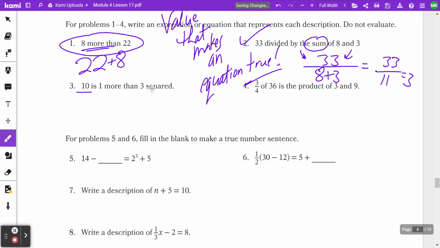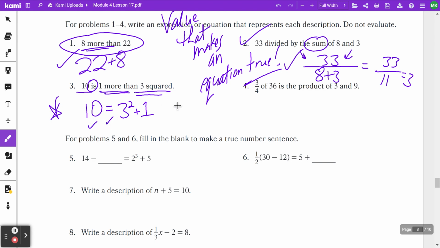10 is 1 more than 3 squared. 10 is, oh, is means equal to. Now we're getting to equations. Cool. An equation has the equal sign. The expressions do not. Right? So 10 equals 3 squared, but 1 more than that. So 3 squared, 1 more than. So I'm going to add 1, just like that. There it is. So 10 is 1 more than 3 squared. There you go, 3 raised to the second power.